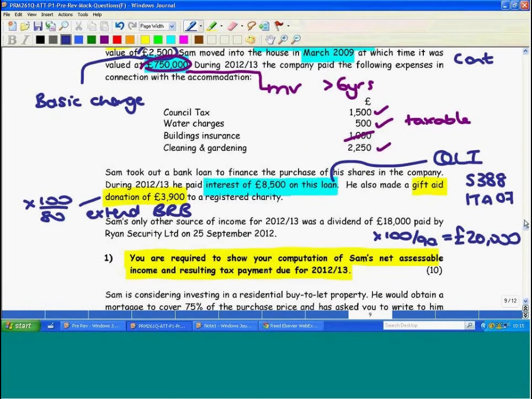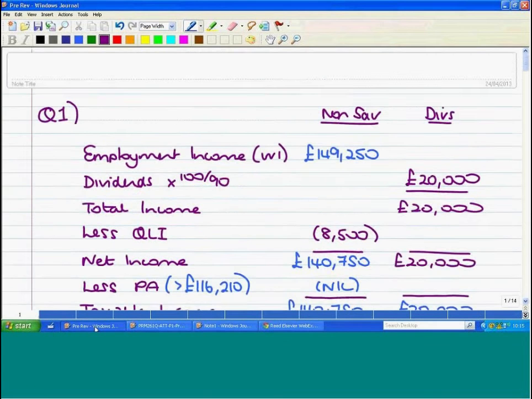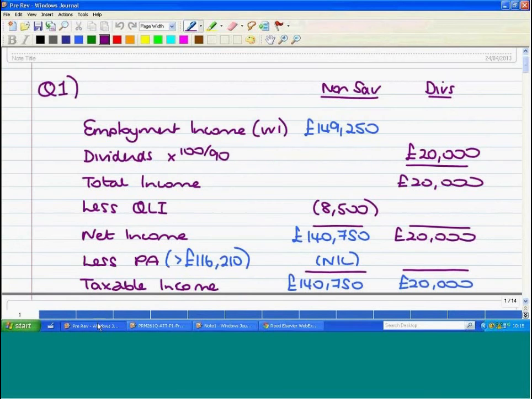So let's just have a look at how I've actually pieced this together. So for question number 1, what I've tried to do here is show you it by using different colours. Now, as I've read through the question, I've started off with my purple pen and I've set up the types of income that I was expecting Sam to receive. So I've read through the question and I can see that he's got employment income. I can see at the end there he had some dividends.